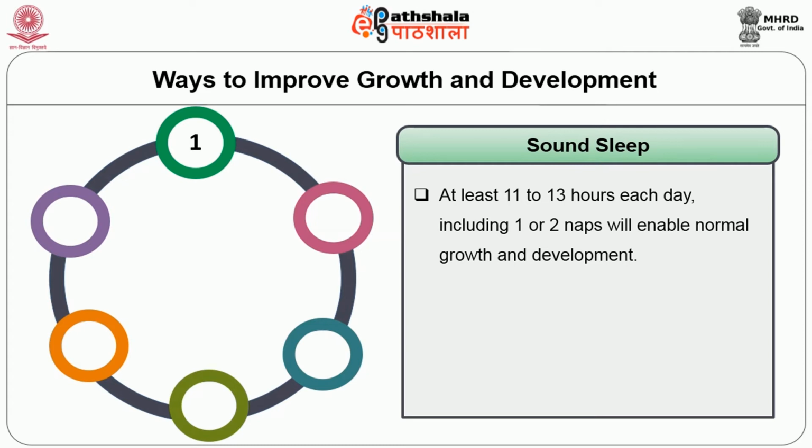Now we will move on to the management, or the ways to improve growth and development. How we can improve the normal growth and development in preschool children. The first way is sound sleep. The children should get sound sleep, at least 11 to 13 hours each day, including 1 or 2 naps, which will enable normal growth and development. During sleeping, the growth and development is initiated.